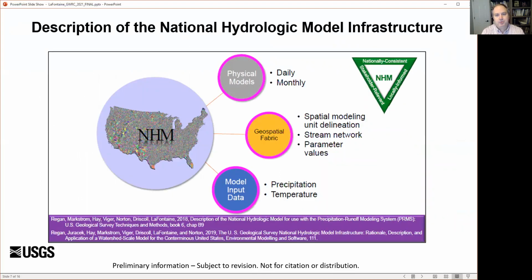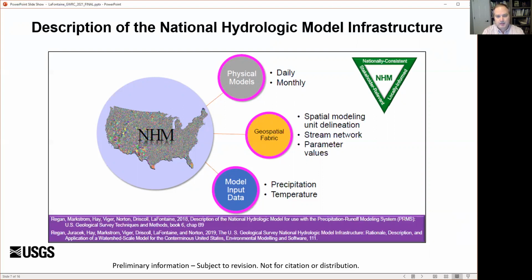So I'll give you a description of the National Hydrologic Model Infrastructure as it stands today. The NHM is made up of three primary components. First, the modeling codes for the physical models. We currently have a daily time step and a monthly time step model. Second, the underlying geospatial fabric of modeling units: polygons that represent the landscape, connected to stream segments that represent the stream and river network, and the associated model parameters with those modeling units.